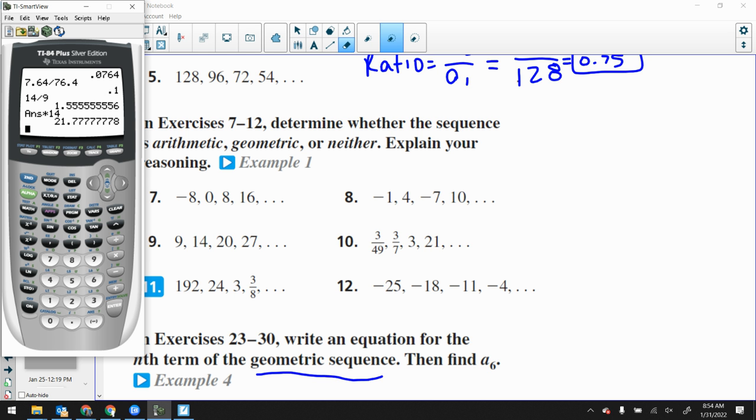If I take 3 sevenths, a sub 2, divided by a sub 1, 3 49ths, that gives me 7. Am I constantly multiplying by 7 each time? What if I multiply that by 3 sevenths? Do I get 3? Yeah. 3 times 7, is that 21? Yeah. So that's where I see that this is geometric. Any other questions on the homework?